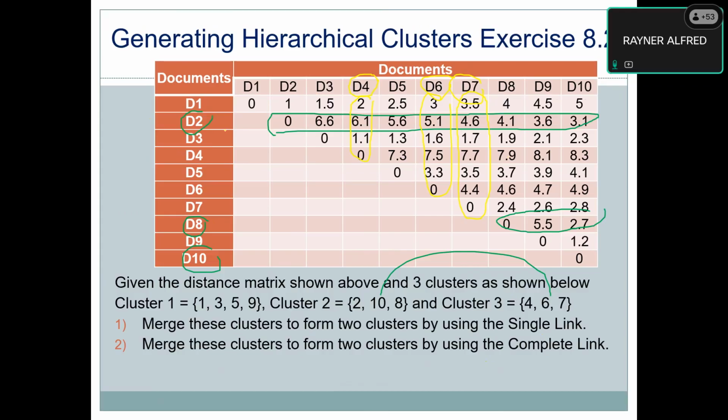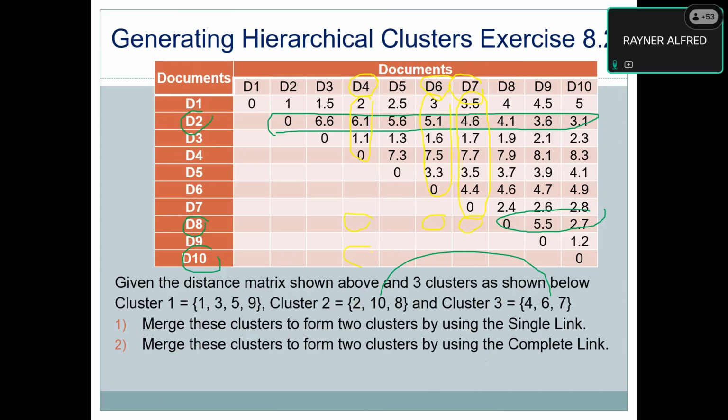This is D4. This is D2, D6, D2, D7. And then we have over here again. So D add to D4. And then D add to D6. And then D add to D7.